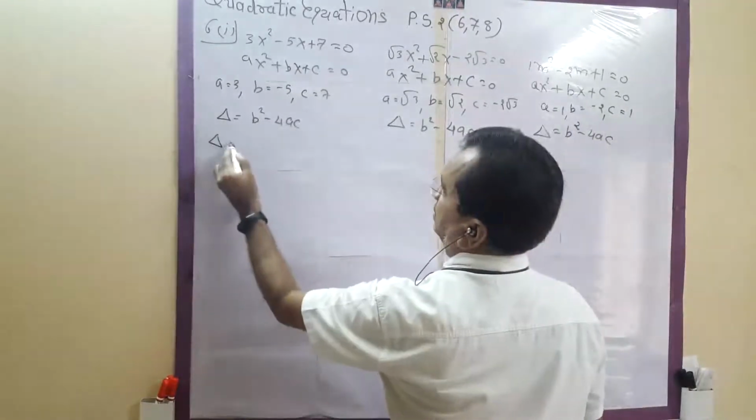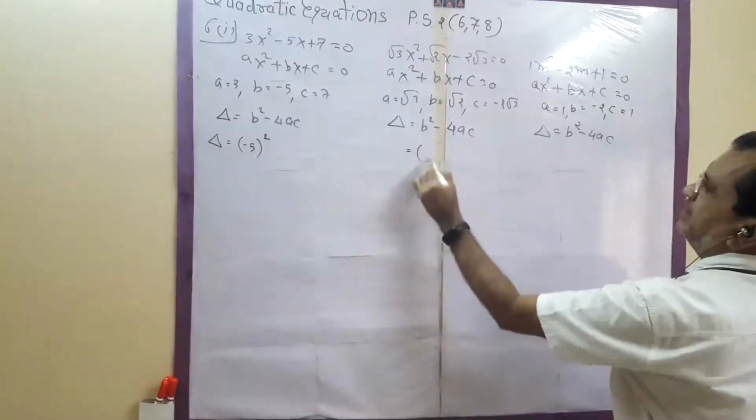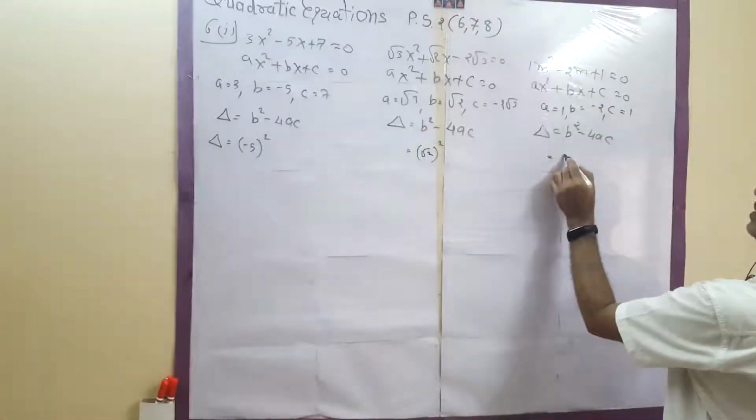Now I will find the answer. B square, what is b square? Minus 5 square. B square, what is b?